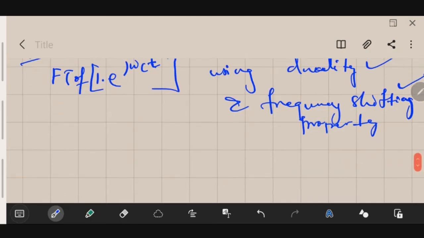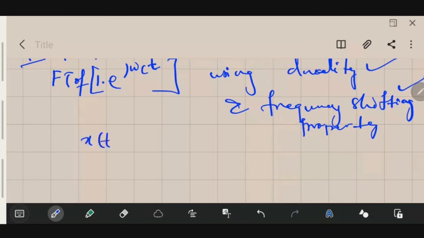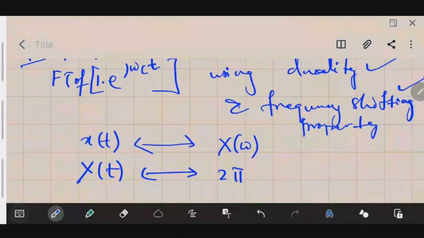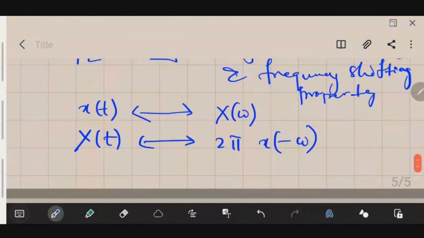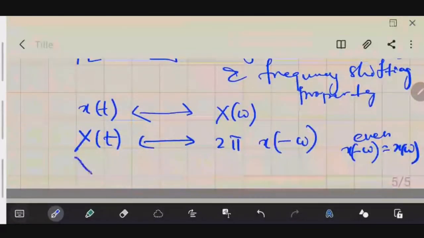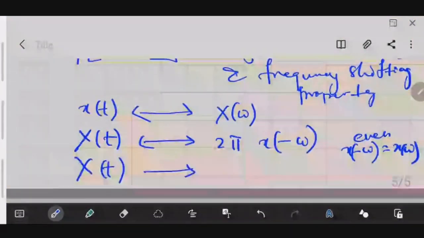So we have known that if the Fourier transform of x of t is capital X of omega, then the Fourier transform of capital X of t is how much? 2 pi times x of minus omega. However, if x of omega is even, x of minus omega is equal to x of omega, and that will be only for even functions, then we could write it as x of t, capital X of t. After Fourier transform, it will be 2 pi times x of omega. Got it? 2 pi times x of omega.